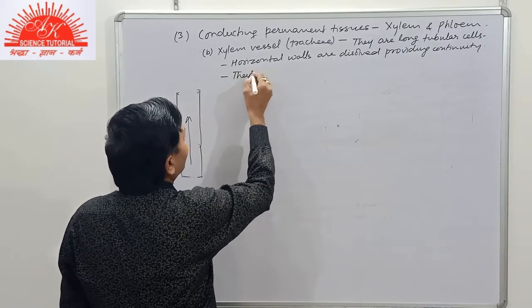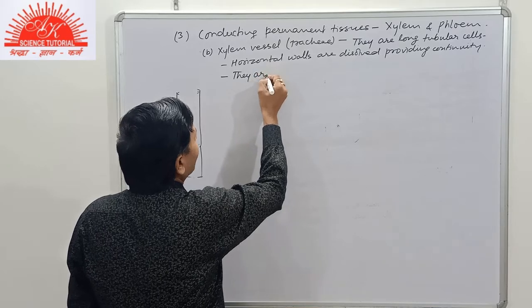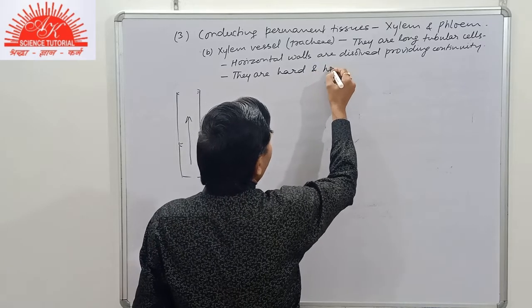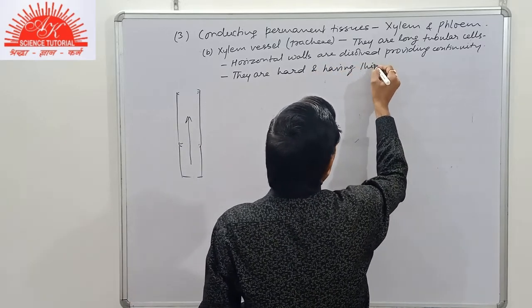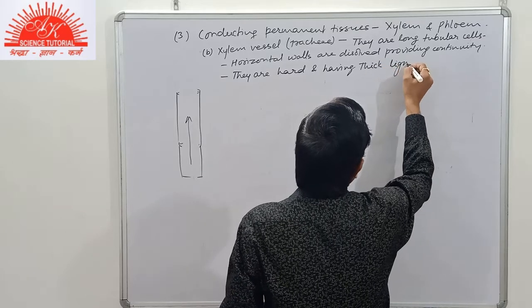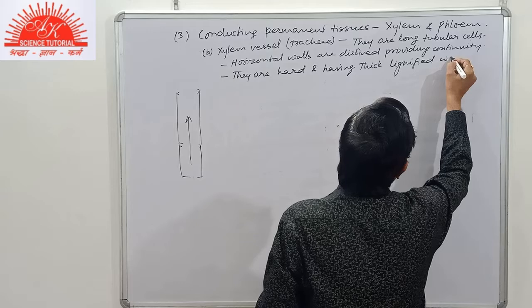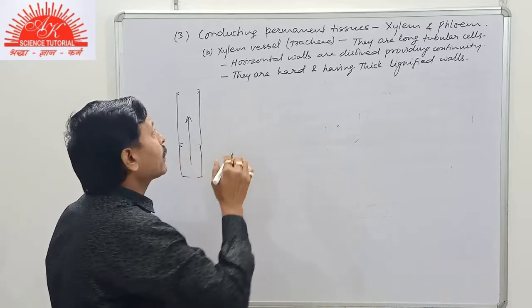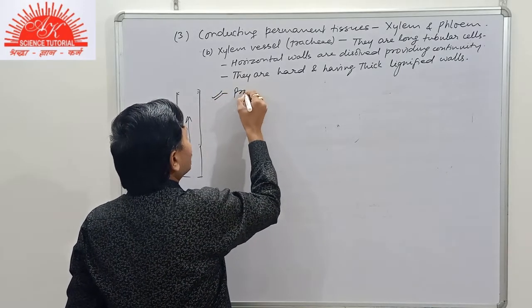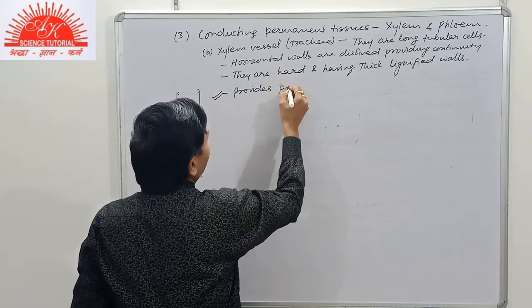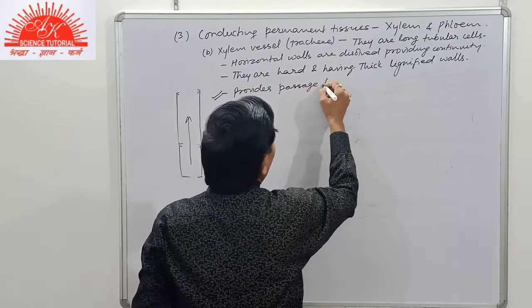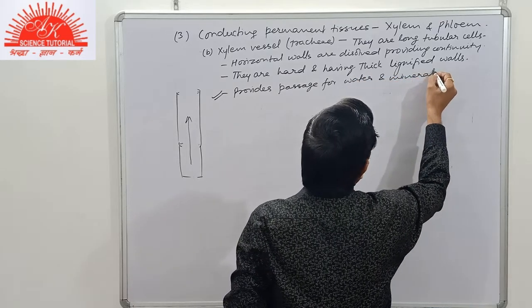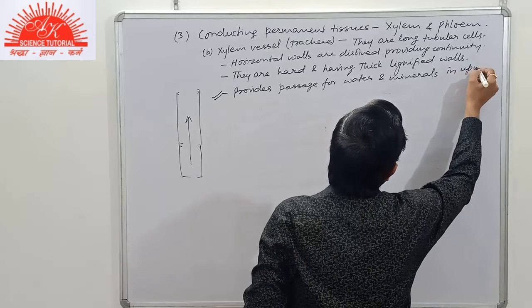Now they are hard and have thick, lignified walls. And as it is a tube, it helps in transport, meaning it provides a passage for water and minerals in the upward direction.